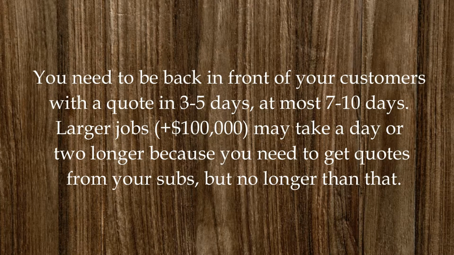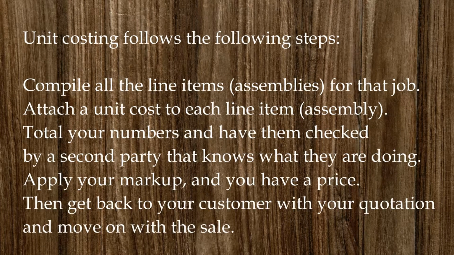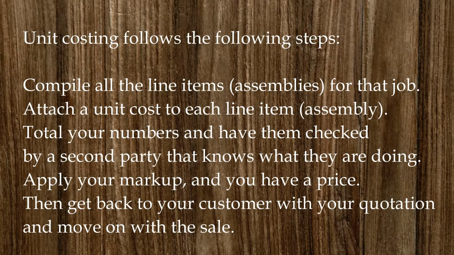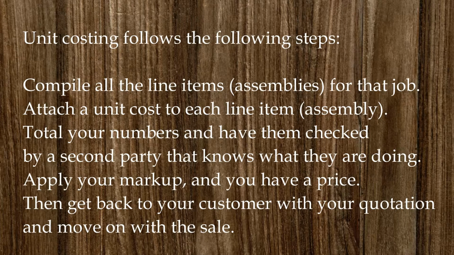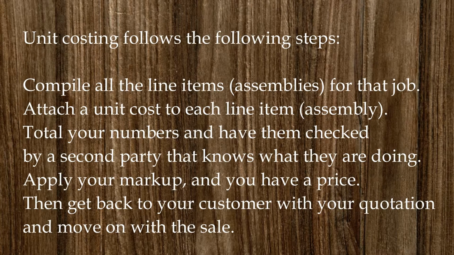Unit costing follows the following steps. Compile all the line items, assemblies, for the job. Attach a unit cost to each line item, assembly. Total your numbers and have them checked by a second party that knows what they are doing. Apply your markup, and you have a price. Then get back to your customer with your quotation and move on with the sale.